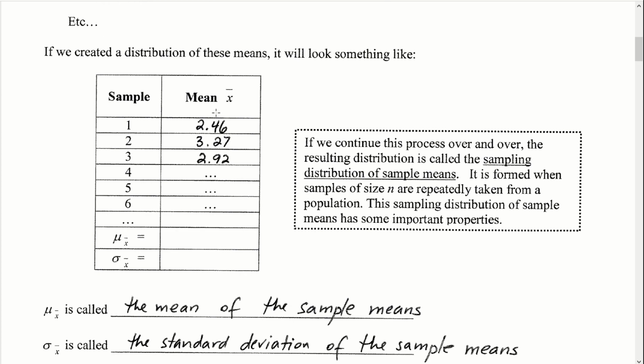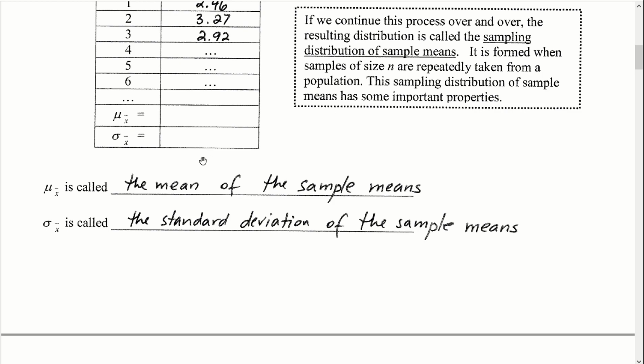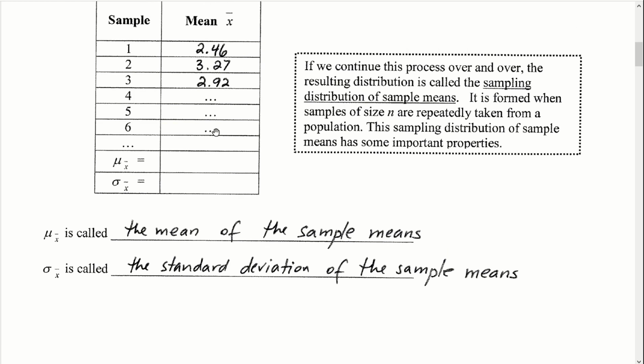So we have a brand new distribution. Let's collect all of those sample means. These sample means are going to become part of what we call our sampling distribution. This brand new distribution, which is the collection of sample means, will itself have a mean, which we're going to call mu sub x bar. This is the mean of the sample means.